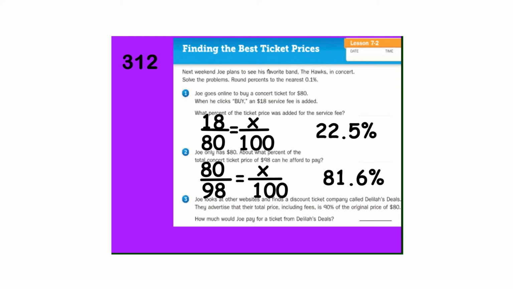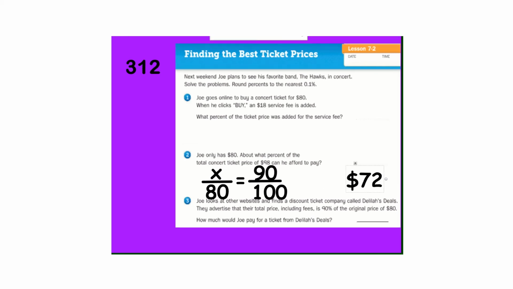Okay, 22.5%. And number 2 is 81.6%. I set up the proportions there so you could see and remember how to set those up. And now for our number 3. Okay, so if he has $80, what percent? Oh, I'm sorry, number 3.